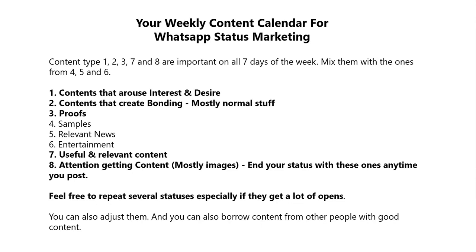Okay, so you can always repeat status content that gets you a lot of views from time to time. Then you can also adjust them. So if you have certain content that people respond to better or they view a lot, you can always adjust those content to create new contents. Another thing you can do is that you can borrow content from other people who have good content on their own WhatsApp status. You can always borrow content from them and post it on your own WhatsApp status.